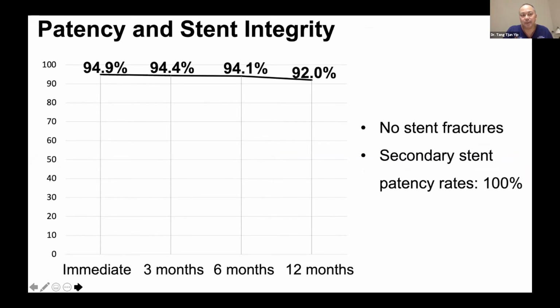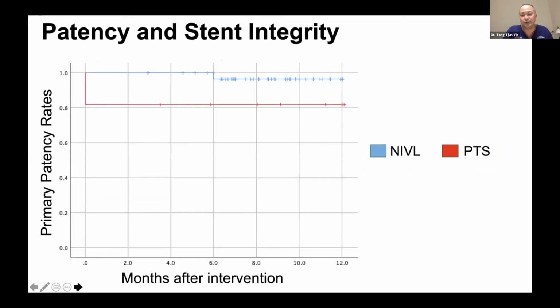And you can see that the primary and secondary patency rates are very excellent with the stent. And obviously with NIVLs, you tend to get a better stent patency over that first 12 months than with PTS in general. At 2 years, I haven't shown you the graphs here. These graphs are exactly the same. I've only had one re-intervention over that period of time.